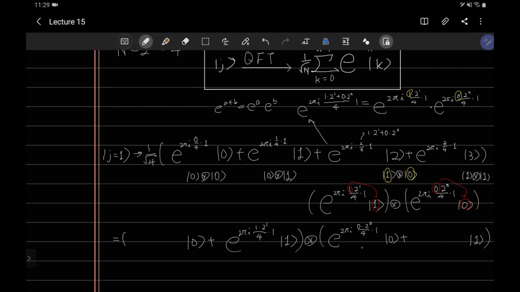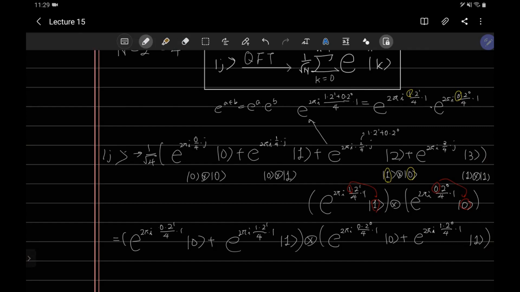Then what about this factor? It will be similar to this one, except that it will have e to the i, and then instead of 0, it will be 1 times 2 to the zeroth over 4 times 1. And finally, this factor will have e to the 2 pi i, and here instead of 1, it will have 0. So 0 times 2 to the first over 4 times 1. And then again, this one is the case when 1 actually came from j, and if we generalize as j, then what we have to change is that instead of having 1 here, 1 here, 1 here, they will just be replaced by j, j, j, j.